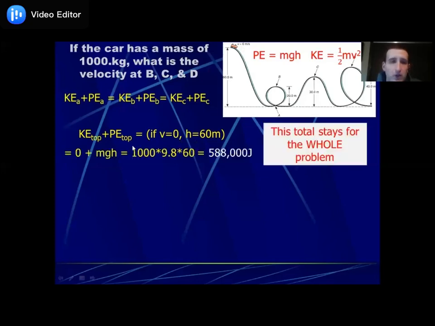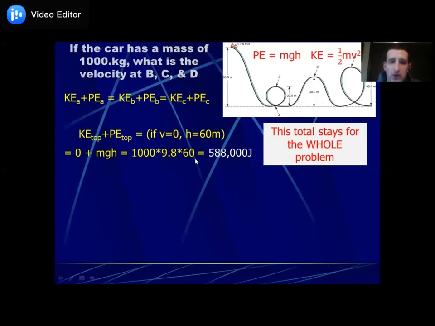And so then we go to do the calculation, right? If the velocity is 0, well then 0 times anything is 0. So we get our physicist's favorite number, 0. So the kinetic energy piece is 0. The potential energy, though, is mgh. The mass of the cart was 1,000 kilograms. Gravity is 9.8, and the height is 60 meters.